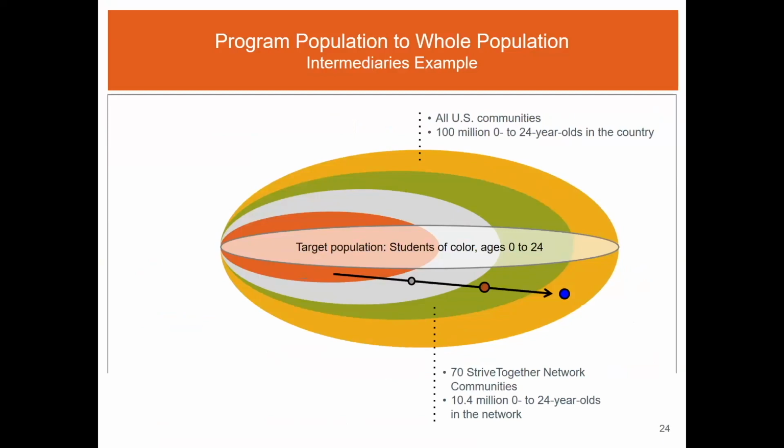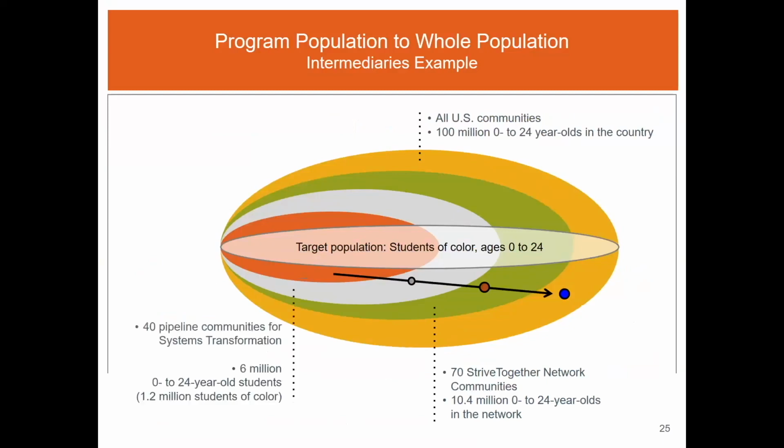So as Strive Together thinks about segmenting that population and where they make their most powerful contribution, they move from all U.S. communities to about 70 that are in their network that have made a common commitment to work together using a cradle-to-career framework. And you can see that's about a tenth of that 100 million 0 to 24-year-olds, 10.4 million in their network. And some of the work they do is targeted there, right, to those 70 communities who stand to benefit 10 million young people.